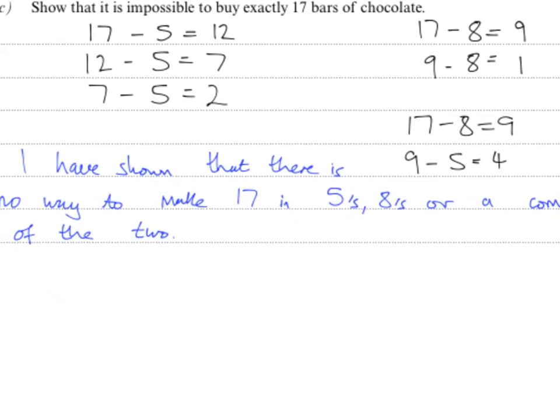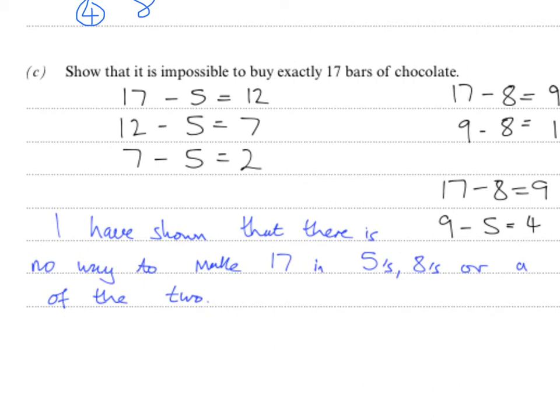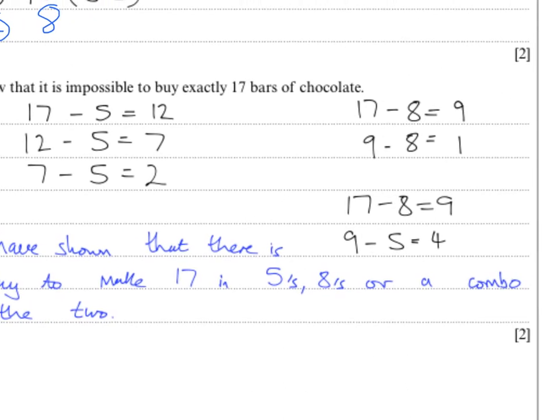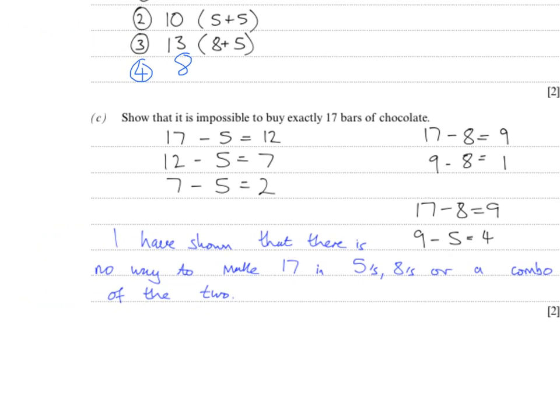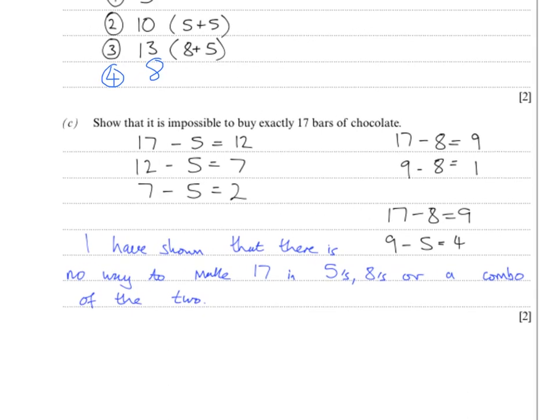So what I did, I showed that you couldn't do it through subtracting 5 repeatedly, showed that you couldn't do it through subtracting 8 repeatedly, I showed that you couldn't do it by doing 8 or 5 in either way, and that's the only way I could think of doing it. So I said I have shown there's no way to make 17 in 5s, 8s, or a combo of the 2.